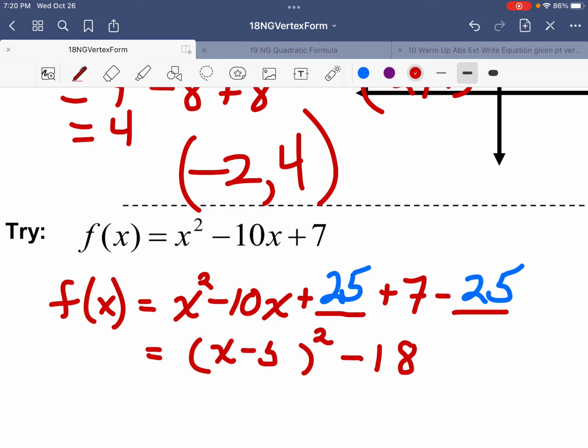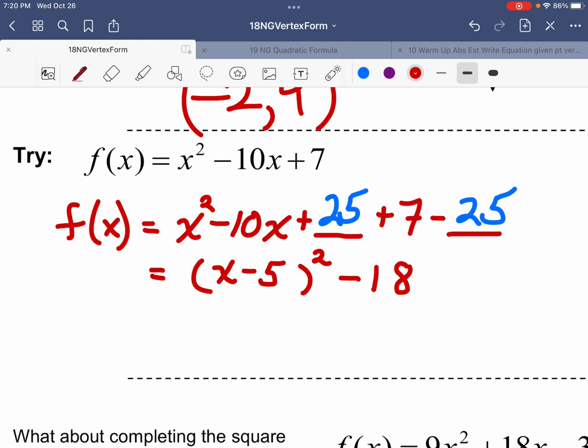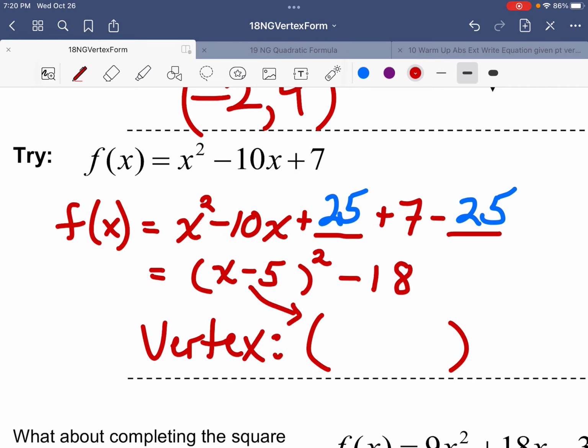You know, that's a new number, but what is it that's being squared? That's right, it's x minus 5. (x - 5) squared. You just completed the square. We just wrote this problem in vertex form. And what can we do when we have the problem in vertex form? We can very easily find the vertex.